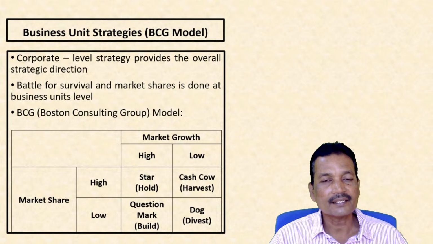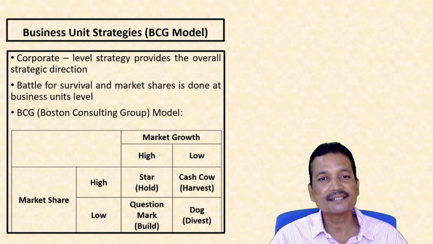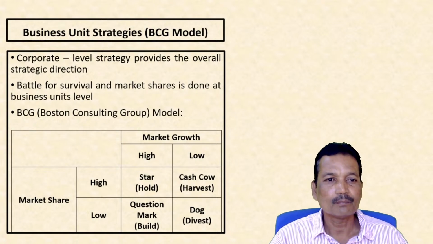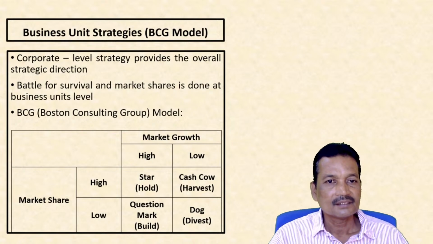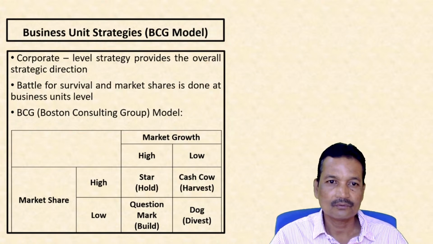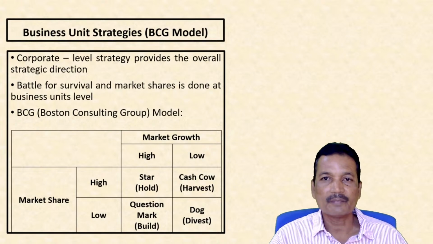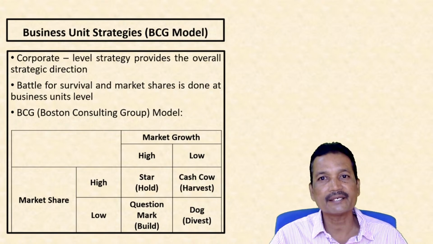Now, we'll look at one of the most important models that we apply in business unit strategies, called BCG. The name is Boston Consulting Group. It is a consultant firm for business organizations, but worldwide the model is known as the BCG model. Corporate level strategy provides the overall strategic direction, whereas, in order to survive, fight it out in the market, and generate revenue for the corporate, it is the task of the business units.